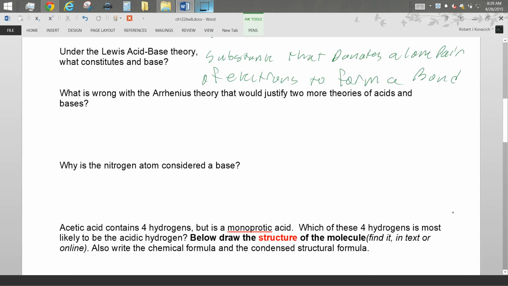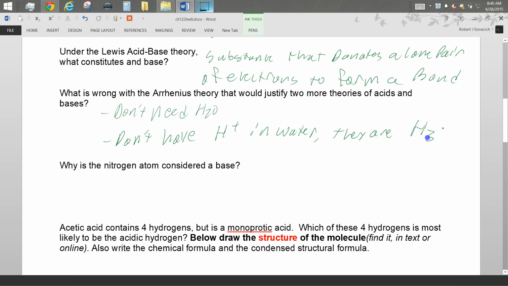All right, so what's wrong with Arrhenius's definition? Don't need water. Anything else? Hydrogen won't hang out by itself in water. Okay. Something else? Or what about this nitrogen one?